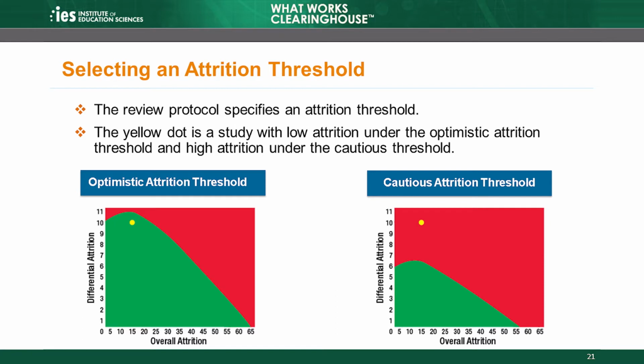If the WWC reviews the study under the cautious threshold, the study will have high attrition because it falls within the red area of the model. Remember, the review team selects the threshold in the review protocol before reviewing any studies, and the same threshold is used for all reviews under that protocol.